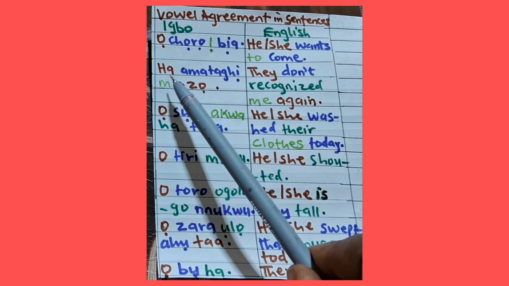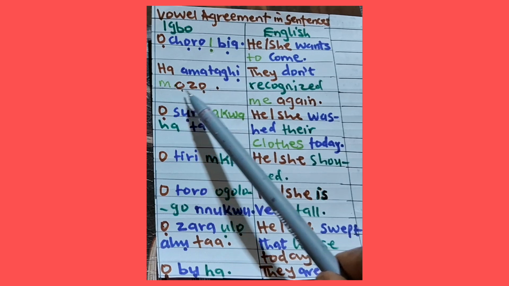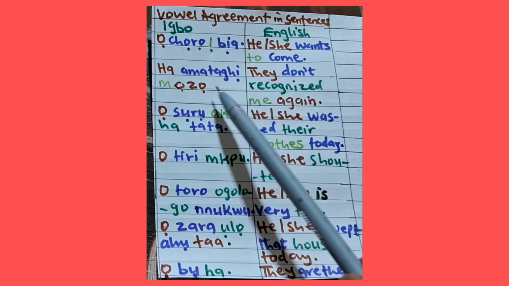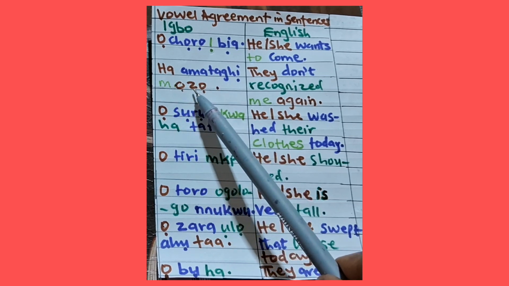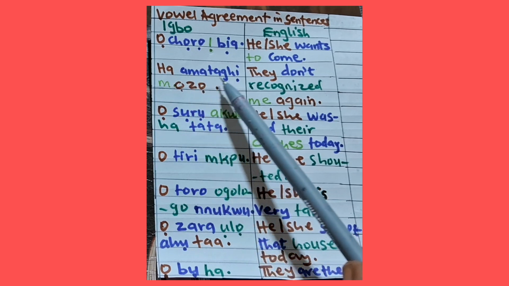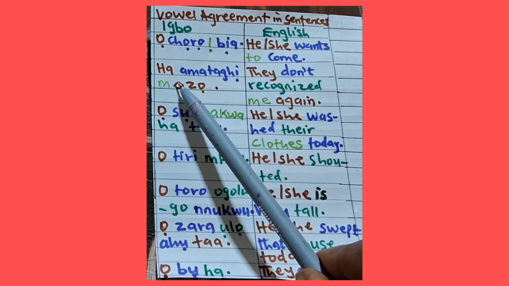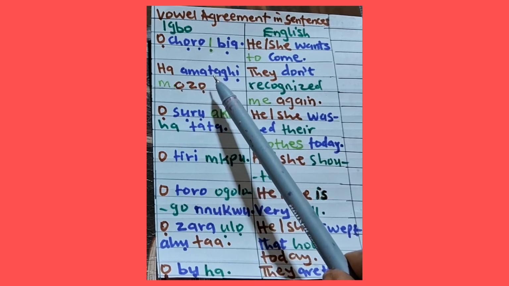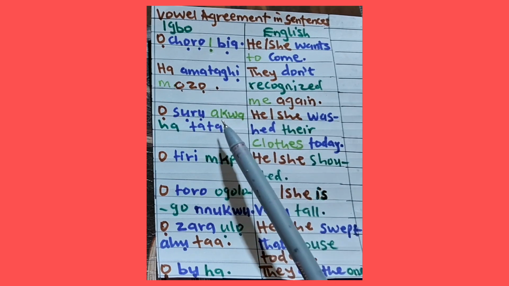Another example, ha amataghị ọzọ. Ha amataghị ọzọ, meaning they don't recognize me again. You can see that we used light vowel throughout in this sentence again. You can see a, light vowel a. You can see ị. You can see ọ. All of them are light vowels. We don't mix it with heavy vowel. That is what we mean by vowel agreement in a sentence.